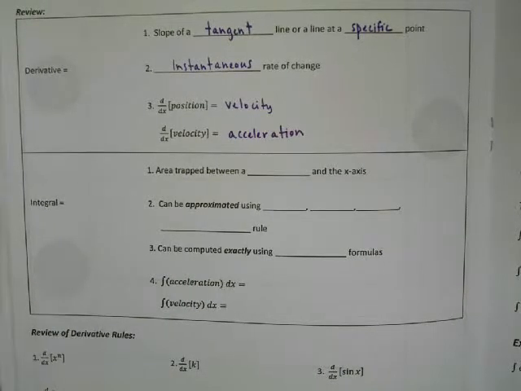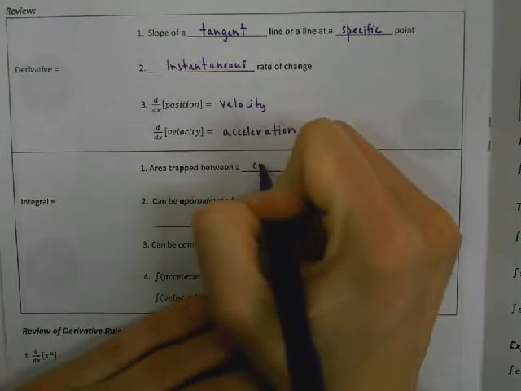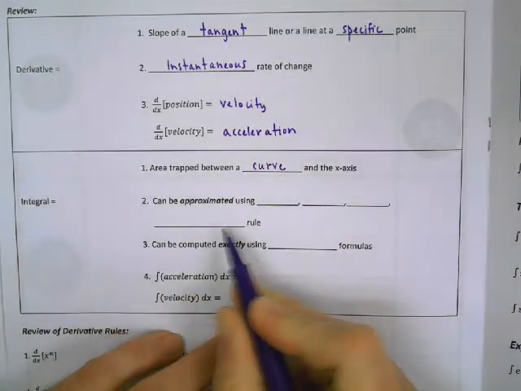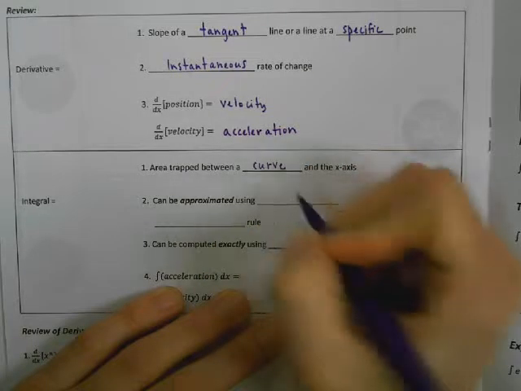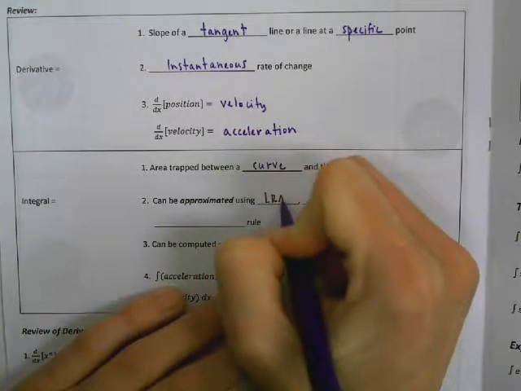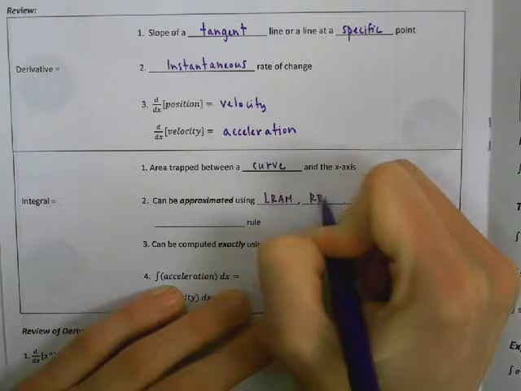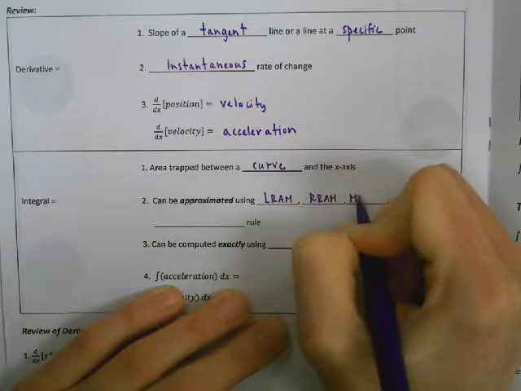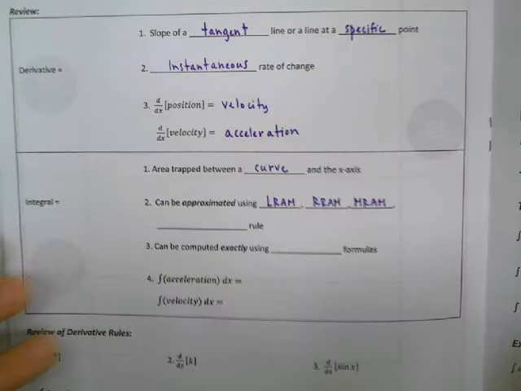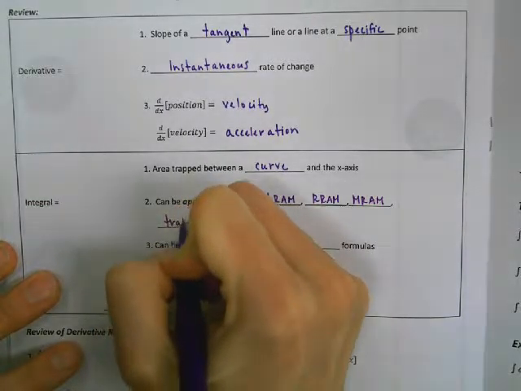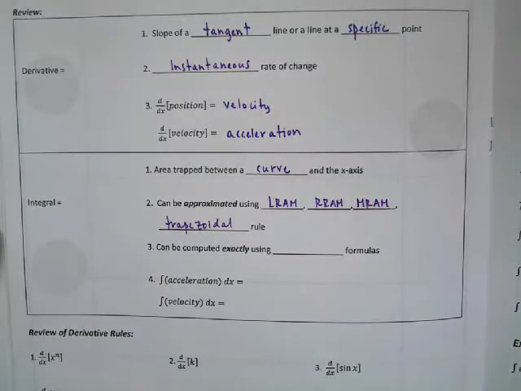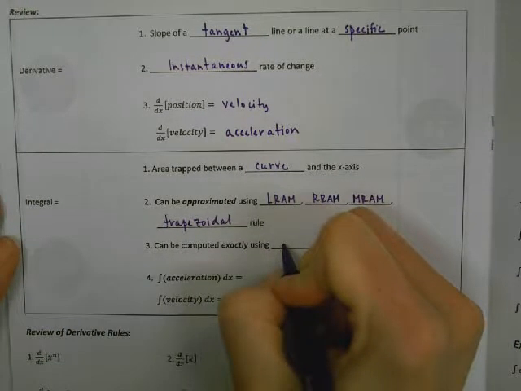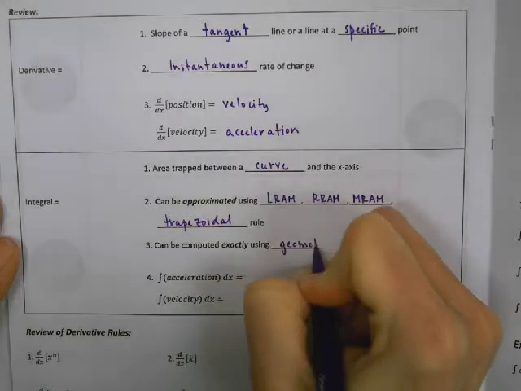Now, when we're talking about the integral, we know that's the area trapped between a curve and the x-axis. It can be approximated using LRAM, RRAM, MRAM, and the trapezoidal rule. It can be computed exactly using geometry formulas.